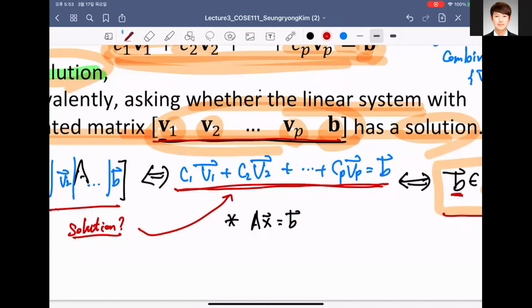we can represent your linear system in an augmented matrix form. For example, your augmented matrix, let's say A prime, your augmented matrix for an arbitrary linear system can be represented by A and b.